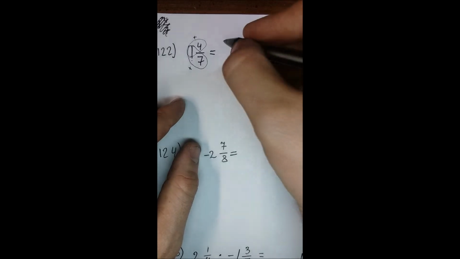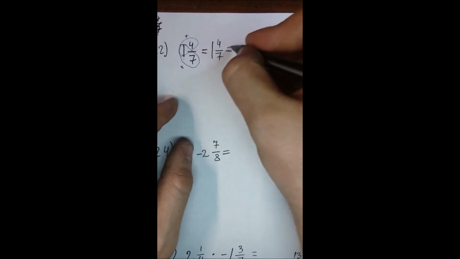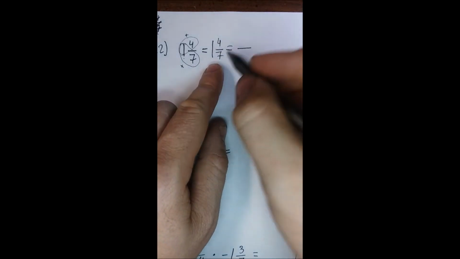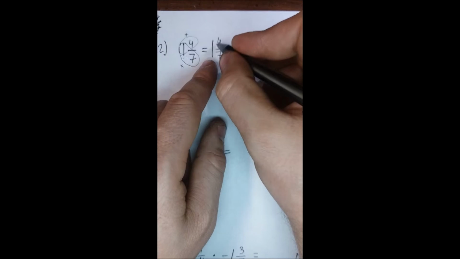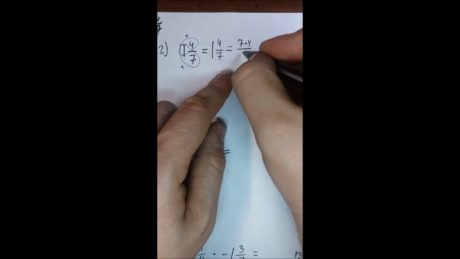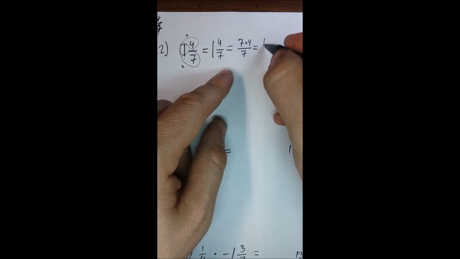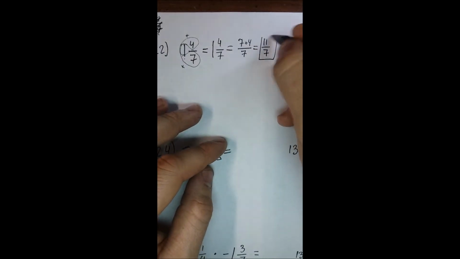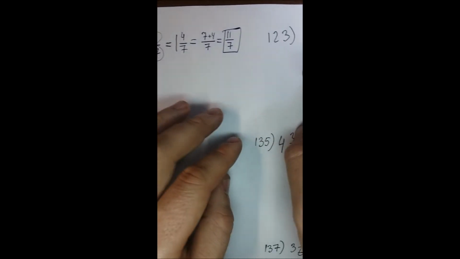So let me demonstrate it again. It's going to be 1 4/7. So if you multiply 1 times 7, that's 7, and then add that 4, all over 7. So the answer here is 11 over 7. That is the answer. Let's do it again in question 123.